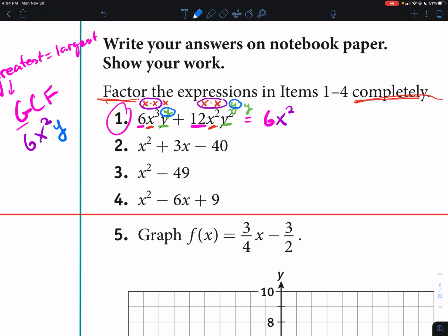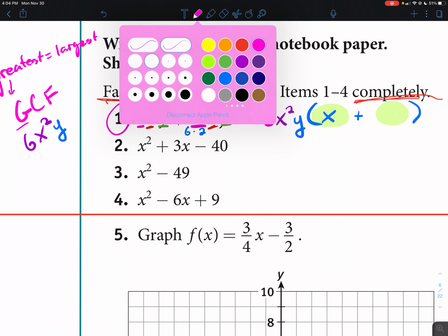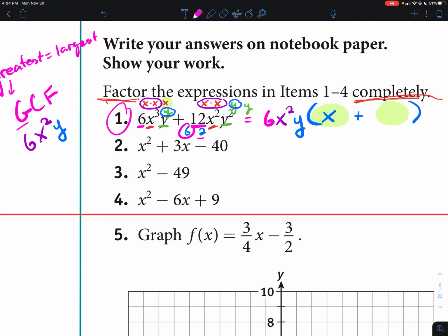So 6x squared y is our greatest common factor for both terms. So that's the GCF. Now, after you factor that out, you're going to have leftovers. There's going to be something left over that they didn't have in common. So on this one, the only thing I didn't circle was x. And then on this one, I factored out a 6, so that's 6 times 2. So the leftover is a 2. And then the only other thing I didn't circle was the y. So it's 6x squared y times (x plus 2y).